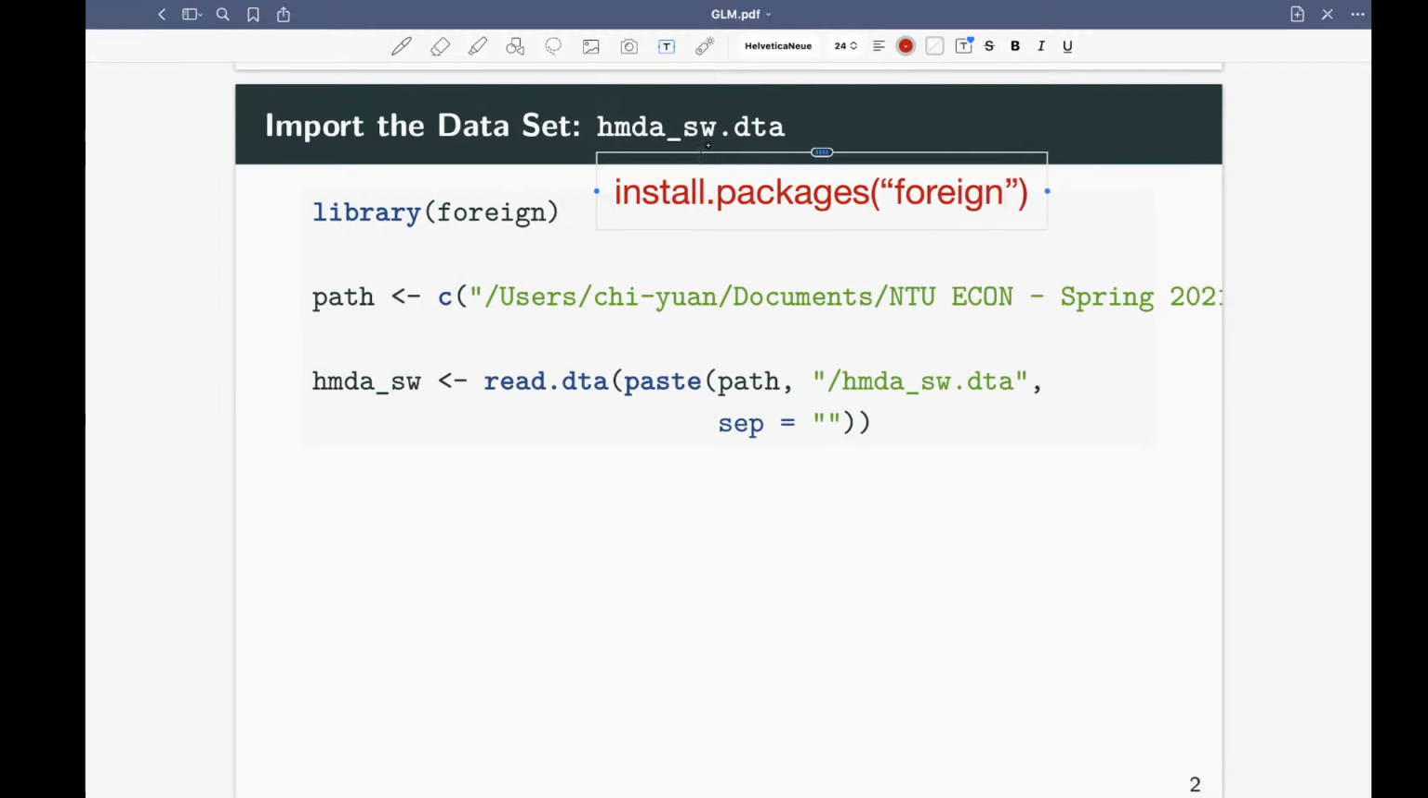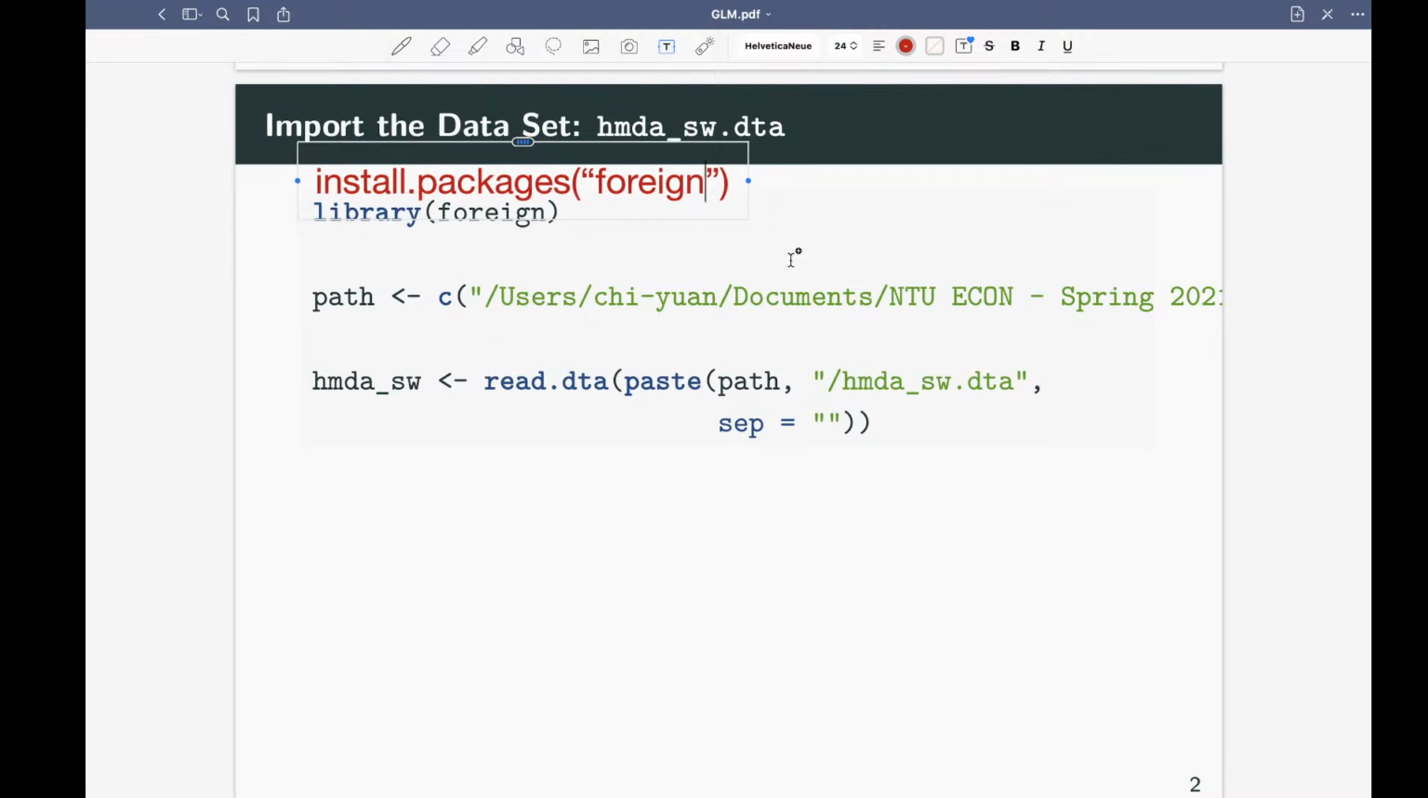If you haven't installed this package in the past, you should write it in R. Then I set my path for this file and import this dataset with the read.dta command, and you can import this dataset in R successfully.